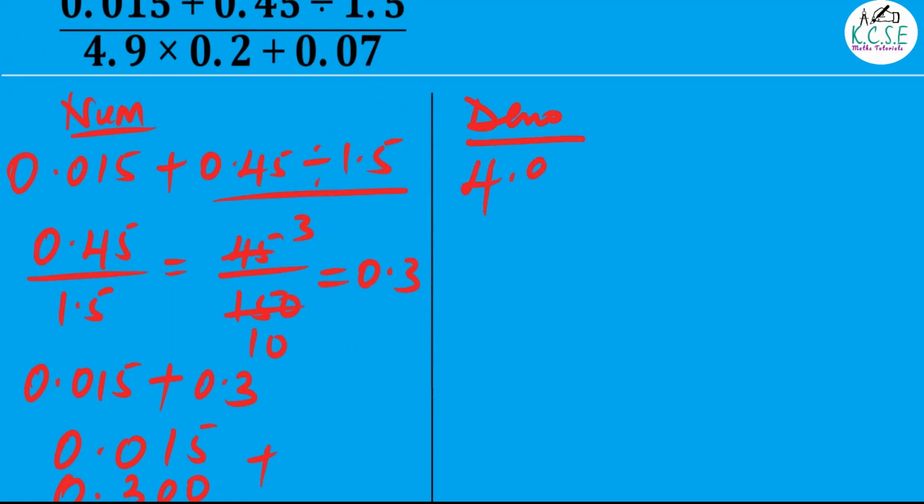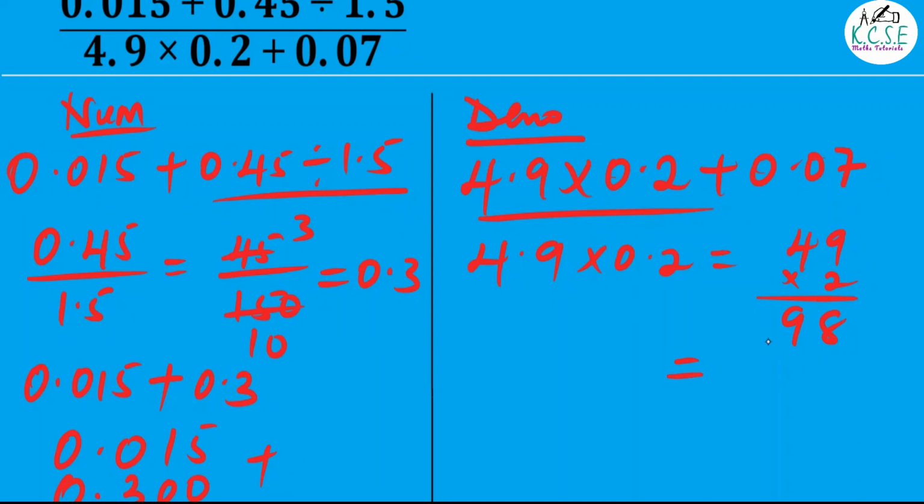In the denominator you have 4.9 multiplied by 0.2 plus 0.07. So we have multiplication and addition. According to the law of operation, BODMAS, we are supposed to begin with multiplication. So we multiply these out. 4.9 multiplied by 0.2. So this one, we ignore the decimal places. First we get 98. So we have 2 decimal places. Therefore, going backward 2 decimal places would give 0.98.